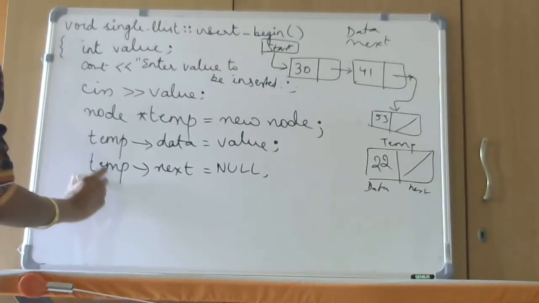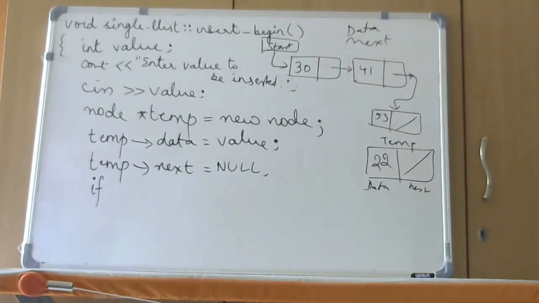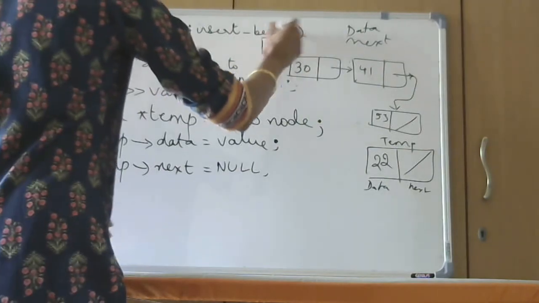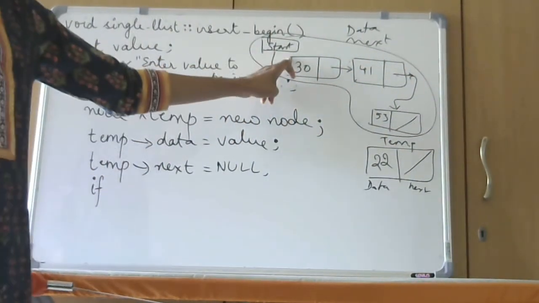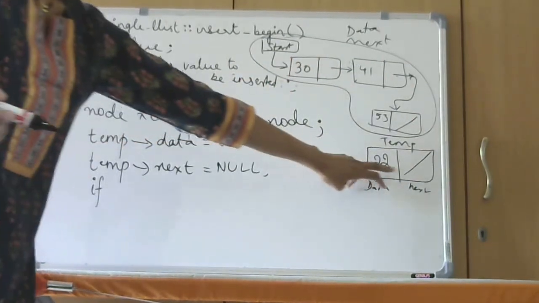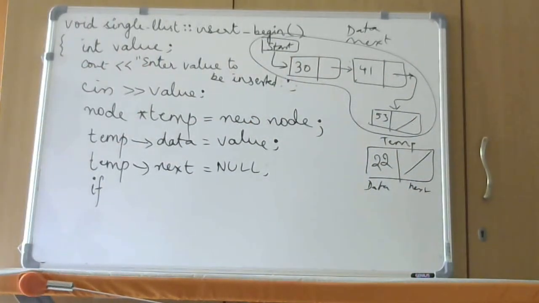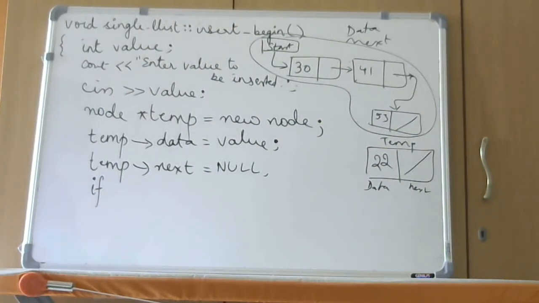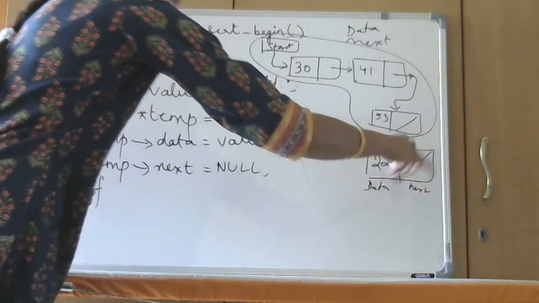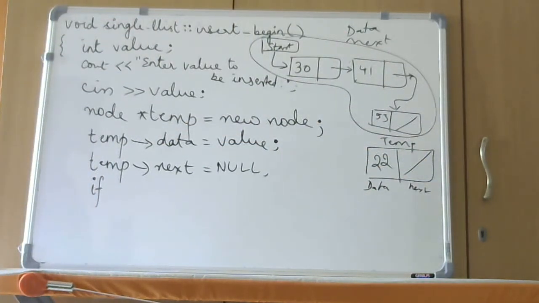Now, before I insert, what should I check? I said this is my linked list. This is one of the possibilities, where I insert at the beginning, meaning my new node should come before this first node. But there can also be a possibility wherein my linked list is empty. Even then I may want to insert at the beginning. Whatever node I want to insert will become the first node. That is also possible.